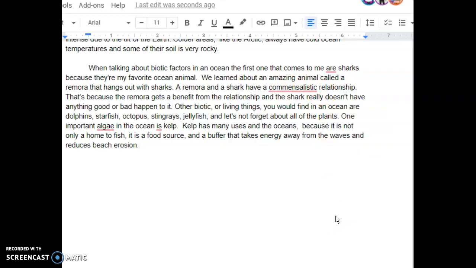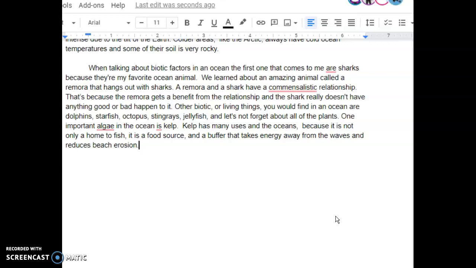Other biotic or living things you find in the ocean are dolphins, starfish, octopus, stingrays, jellyfish. And don't forget about the plants. One important algae is kelp. Kelp has many uses. It's a home to fish, a food source. It's a buffer that takes energy away from the waves and reduces beach erosion. That's literally everything that we just covered about oceans, isn't it? Just in 2 tiny little paragraphs.